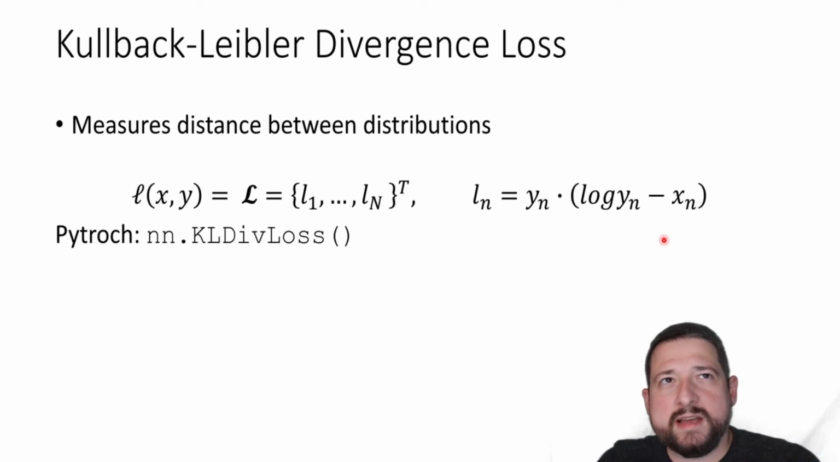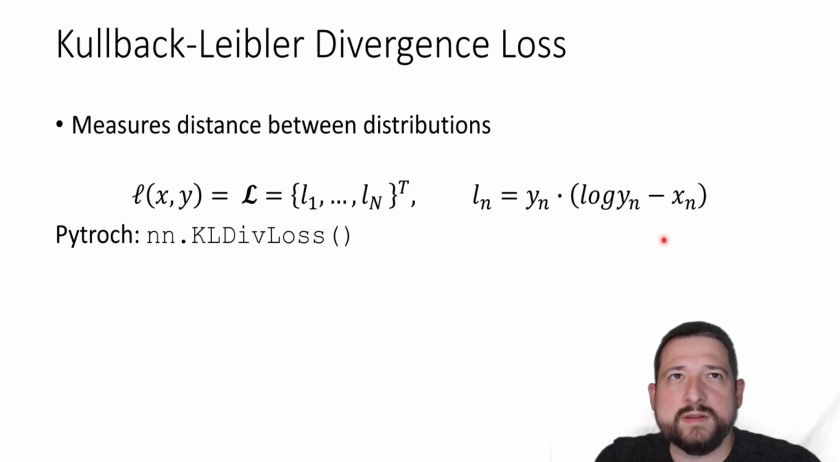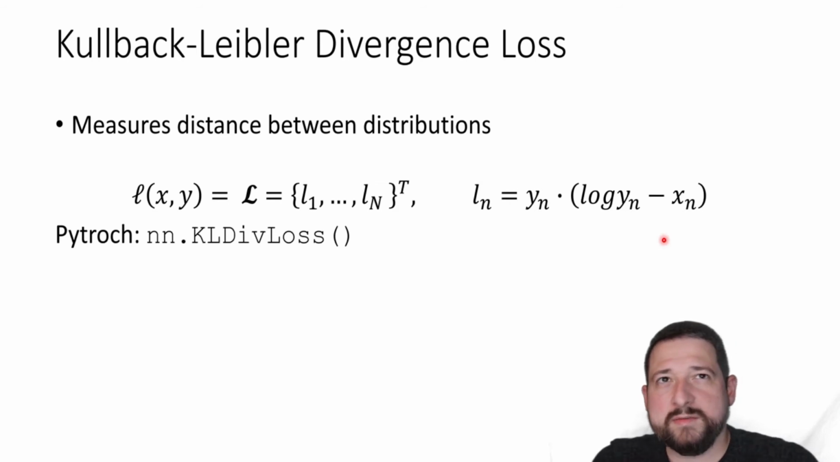Again, it assumes that x and y are probabilities. So this has the disadvantage that it's not merged with softmax or log softmax, so it may have numerical stability issues. It is used to measure the distance between distributions. So how far, how close, how similar are these? So this is, as I said, a simplified version of it.